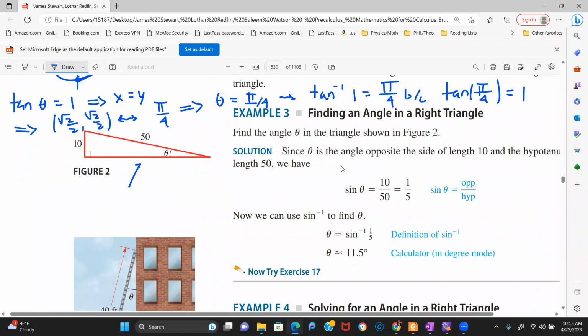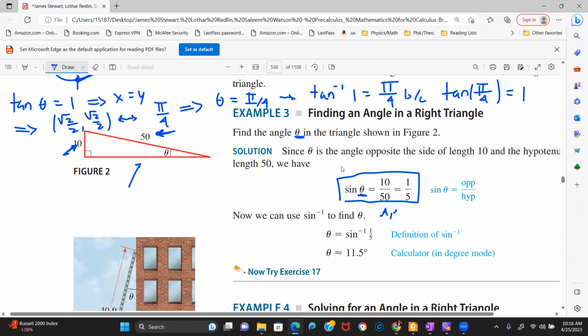We have this triangle right here that we're given. We want to find theta, given that one side of the triangle is 10 and the hypotenuse is 50. So the best way to figure out what theta is, is just to use the sine function, because the sine is the opposite side divided by the hypotenuse. So whatever theta is, it has to satisfy this equation right here. And then we can actually apply sine inverse to both sides of this equation.